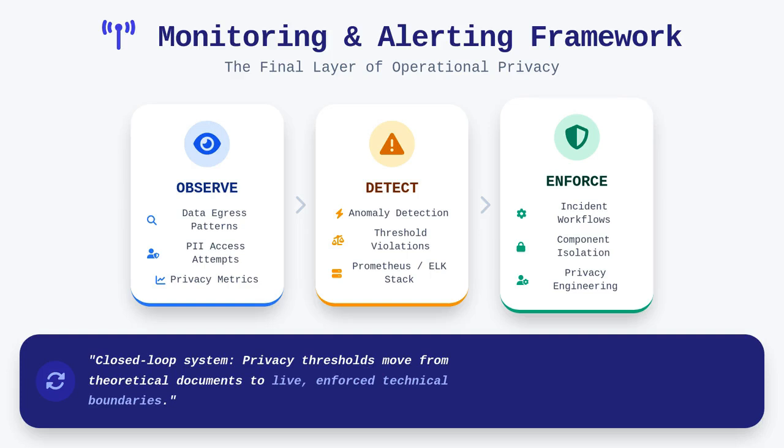This creates a closed-loop system where privacy thresholds are not just theoretical documents, but live, enforced technical boundaries. If a microservice begins interacting with a database in an unapproved manner, the automated alerting loop isolates that component to prevent a large-scale privacy breach. This continuous monitoring is the hallmark of a mature DevSecOps practice, where privacy visibility is as accessible as system uptime or CPU load.